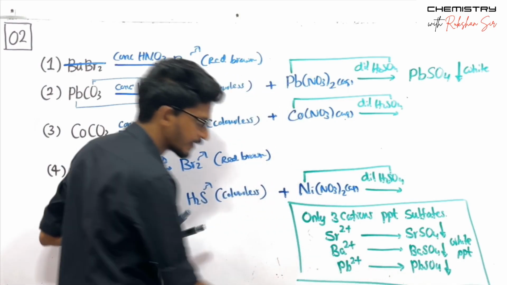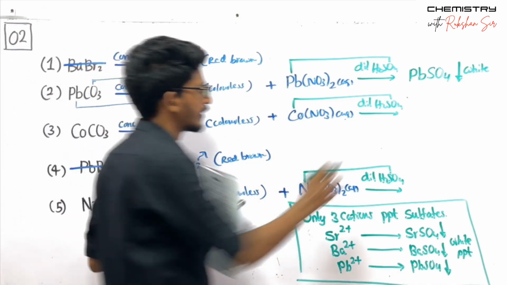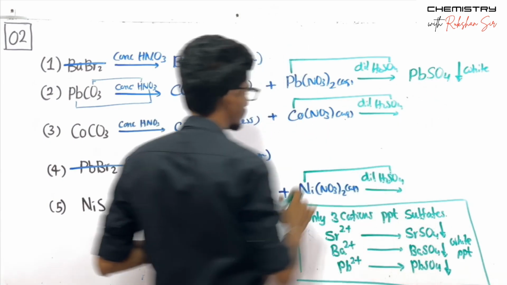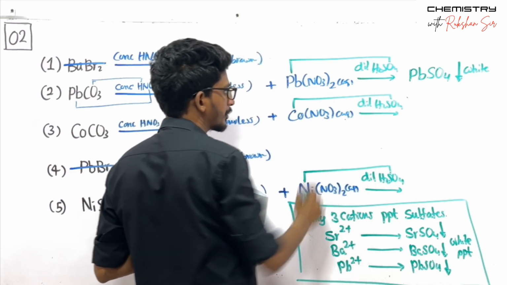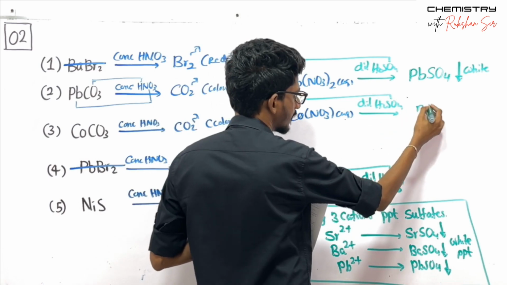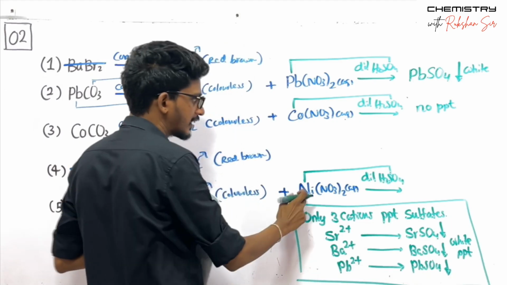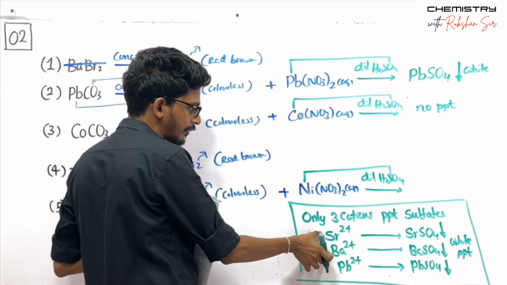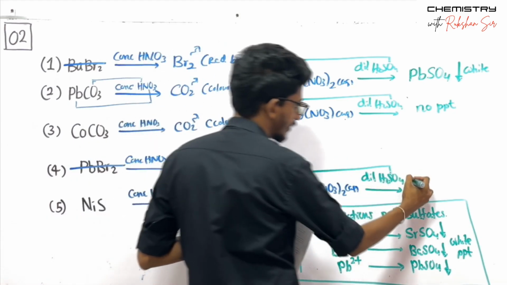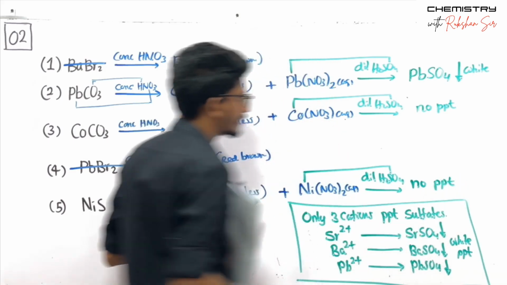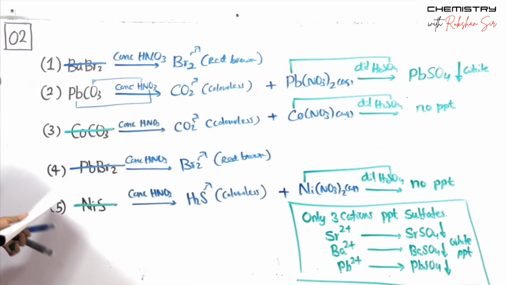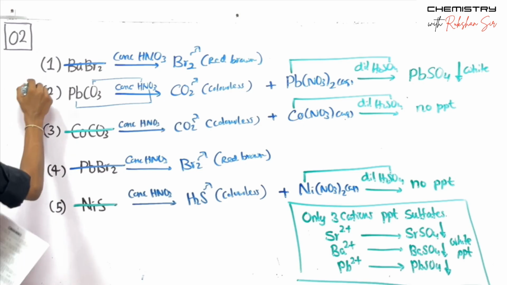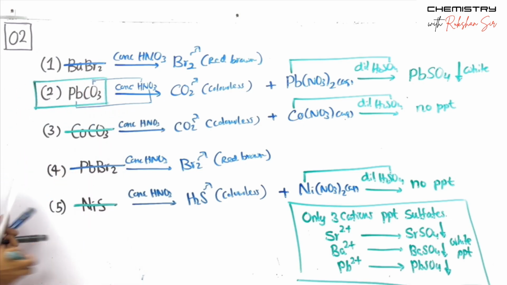This is the theoretical background with the precipitation, right? So we have to leave this one. Copper sulfate is not a precipitate, it's a solution. No PPT. And nickel sulfate is not a precipitate either, so no PPT. No PPT means these are out. They are saying a white PPT is given, so your answer is answer number 2, lead carbonate.